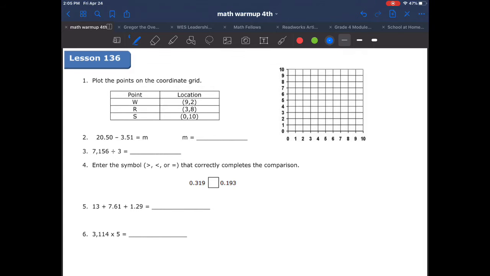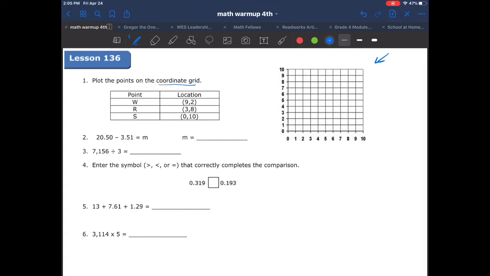Hello there, let's do lesson 136. So today we've got plotting points on the coordinate grid. This guy over here is the coordinate grid. And the coordinate grid is going to come up a lot as you go on in school.